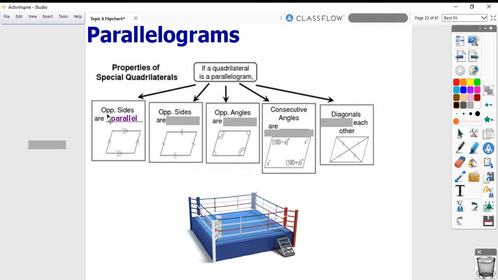So when we talk about opposite sides, we're talking about sides of the shape that are not connected. Those opposite sides are parallel to each other on a parallelogram. That's actually where the name comes from. So the rest of these 4 things, everything else that has to do with parallelograms is because of those parallel sides. All right, the next thing is that opposite sides are congruent.